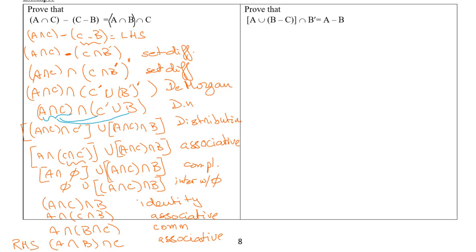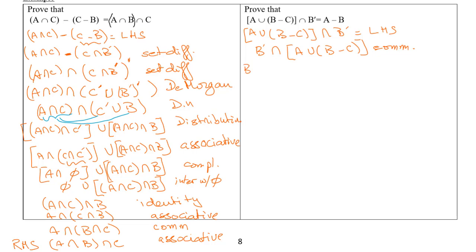Let's see another example here. I have A union B but not C, intersect with B not. I need to show that this is the same as A but not B. So we start with the left hand side. I'm going to use a commutative law. I need to start with not B intersect A union B but not C.